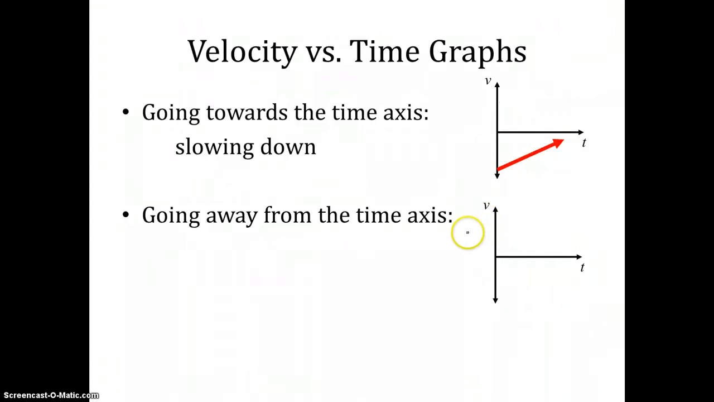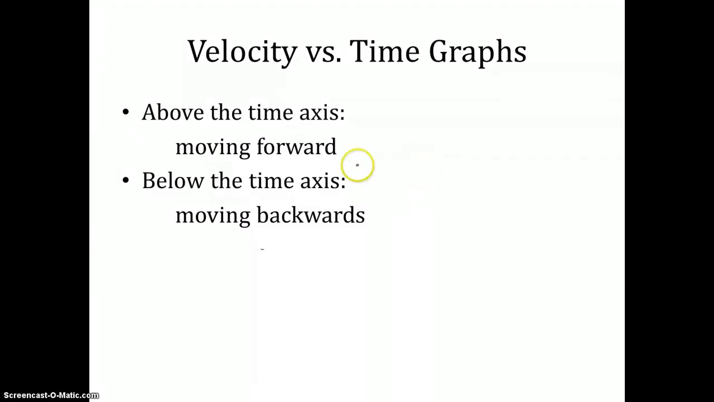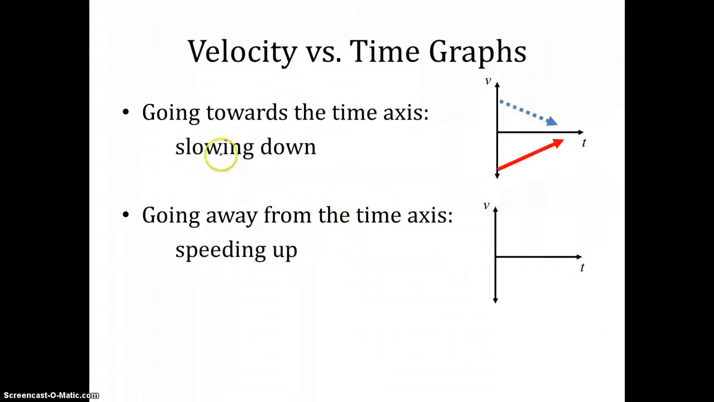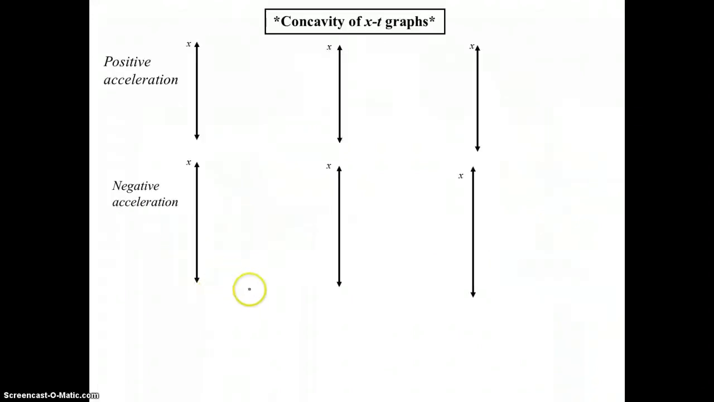So I would memorize that above the time axis is moving forward, below the time axis is moving backwards. And I would also memorize that going towards the time axis is slowing down, going away from the time axis is speeding up. Lastly, the concavity of the xt graphs.